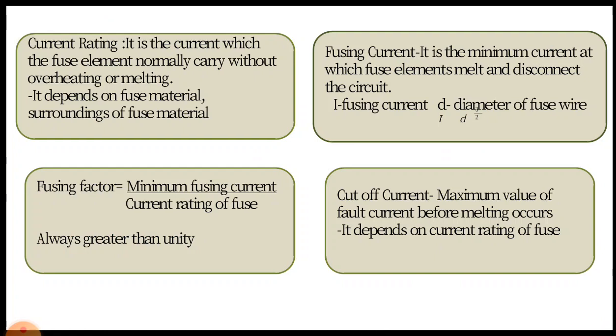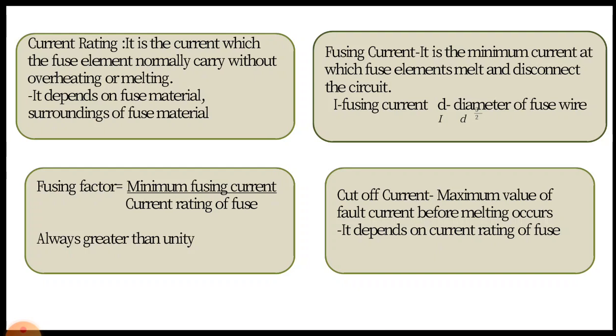The next term is fusing current. It is the minimum current at which the fuse element melts and disconnects the circuit. So this is the minimum current at which the fuse element starts to melt, where there is an equation: I is proportional to D raised to 3 by 2. I is the fusing current and D is the diameter of the fuse wire.